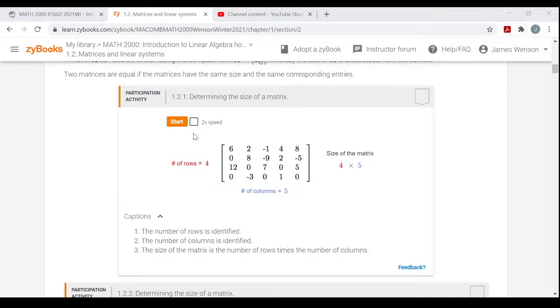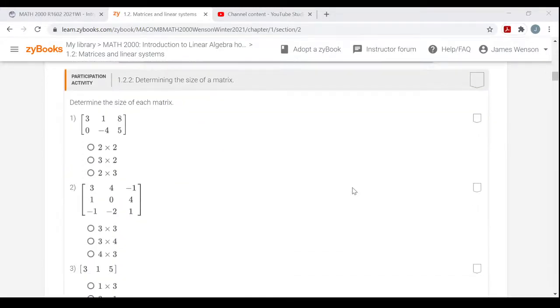You've got a participation activity to complete. Hit start, and play through the animations until this upper box is completed. You can see here this is a 4 by 5 matrix. There are 4 horizontal rows and 5 vertical columns. It's always row by column, horizontal lines by vertical lines of numbers or entries. All right, you have another participation activity here.